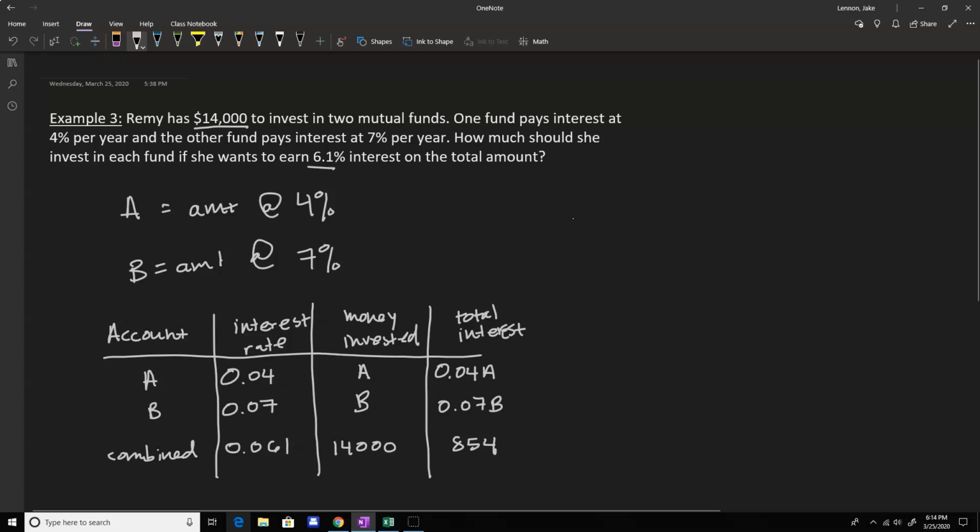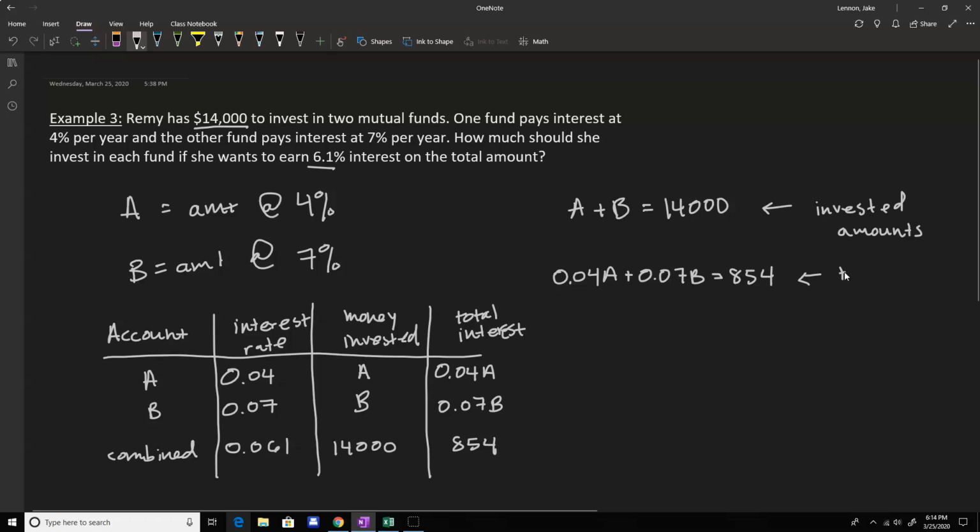So we have two equations here. We have the total amount of money invested, the A dollars in account A plus the B dollars in account B, has to equal the total investment of $14,000. So this is the invested amounts. And then we also have the total interest amount. We know the interest from A is 0.04A plus the interest from B is 0.07B, and that will equal the total combined interest of $854. So this is the total interest equation.